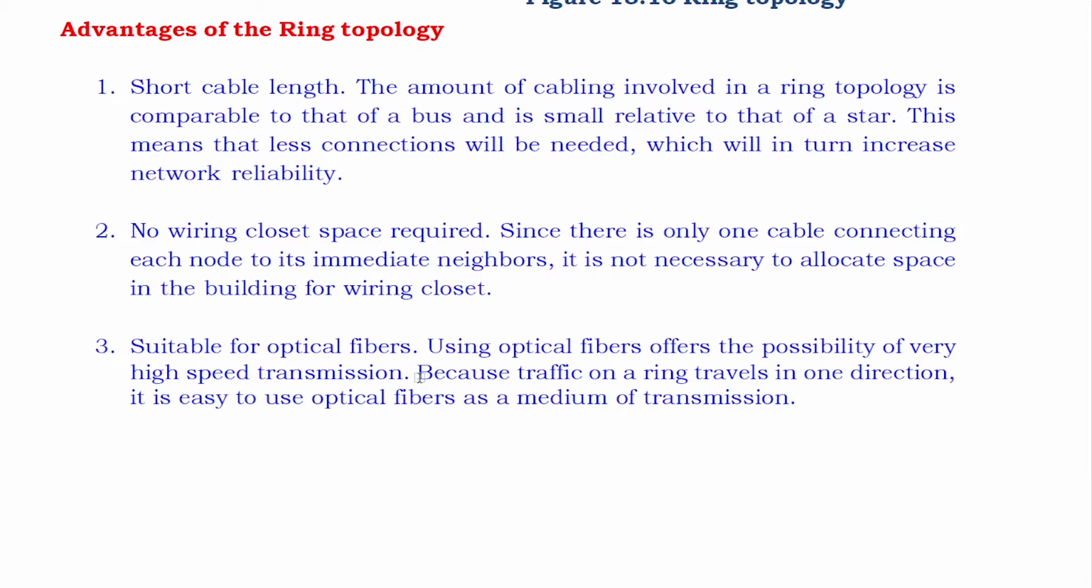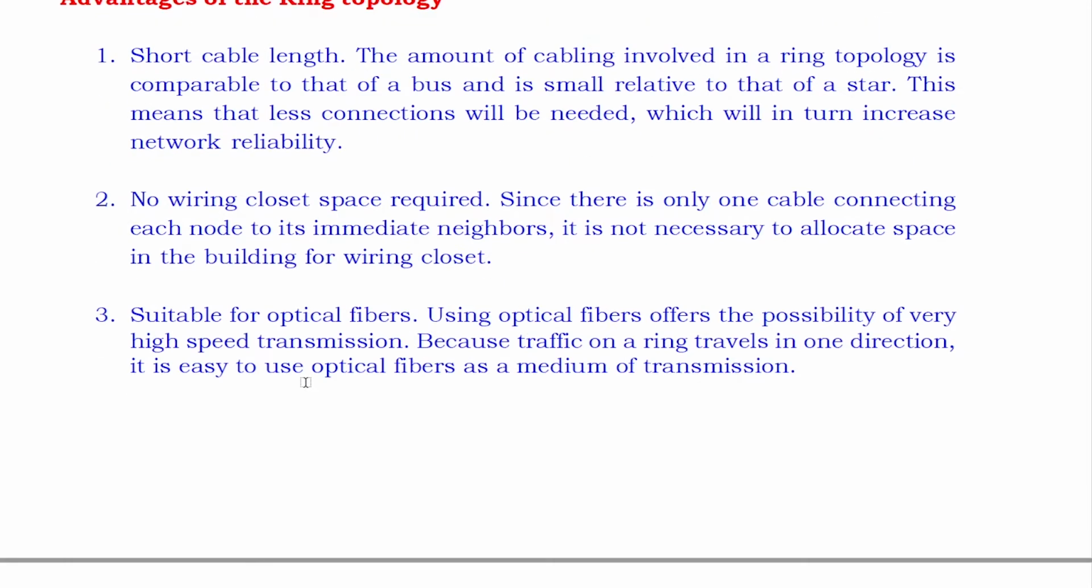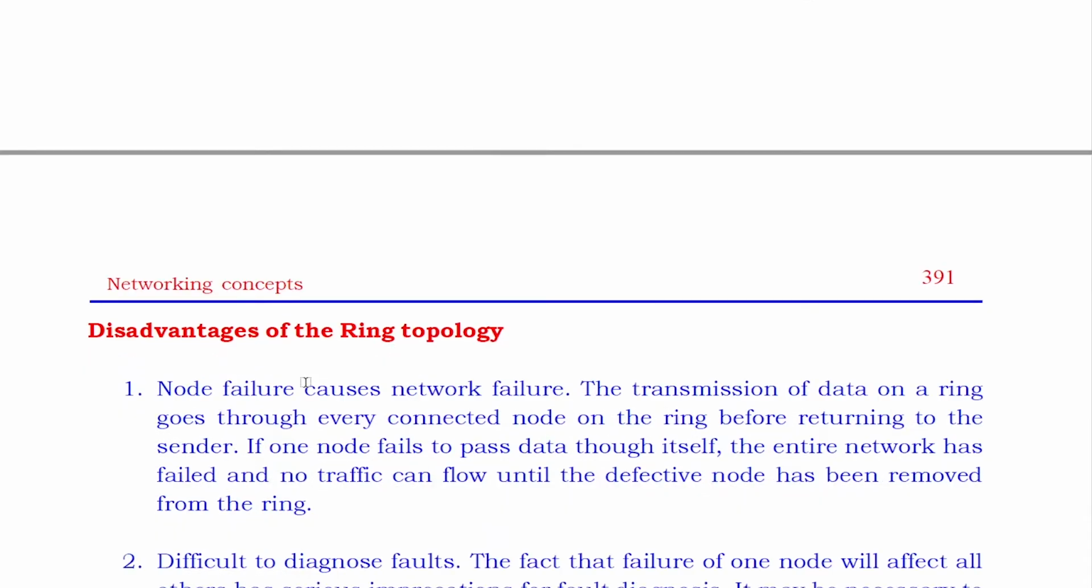It is suitable for optical fibers. Using optical fibers offers the possibility of very high speed transmissions because traffic on a ring travels in one direction, and it is easy to use optical fibers as a medium of transmission. So it's best suited for optical fibers. It's high speed. Today's FTTH, as we call it, is the same technology that can be used. So this is something about the advantages of ring topology.